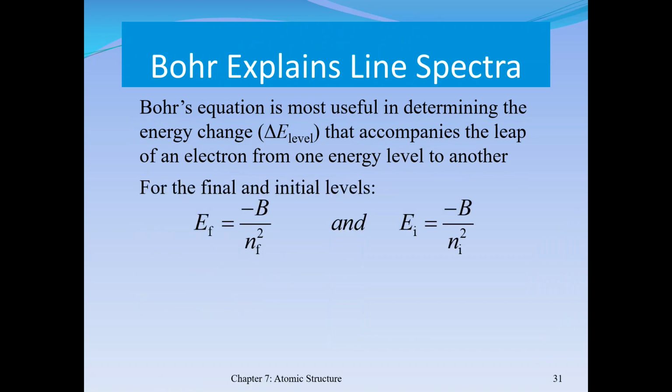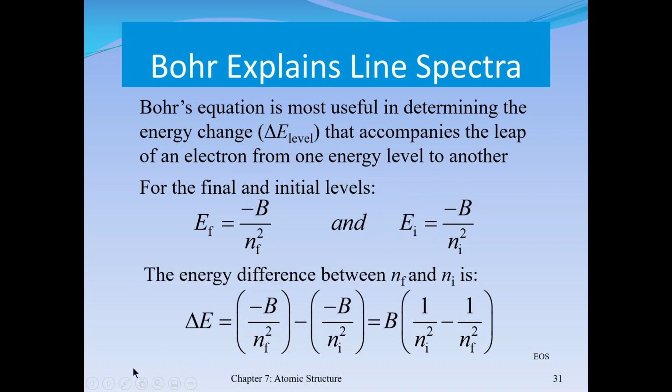Okay, so how does this explain the line spectra that we observe for the hydrogen atom? When an electron makes a transition from one orbit to another, that's where the energy change takes place. The energy either increases or decreases. The final orbit's energy is given by this formula, and the initial energy level of the transition is given by this formula. When you find the difference between those two values, it's the final minus the initial, which simplifies to this equation: delta E is equal to B times 1 over Ni squared minus 1 over Nf squared.